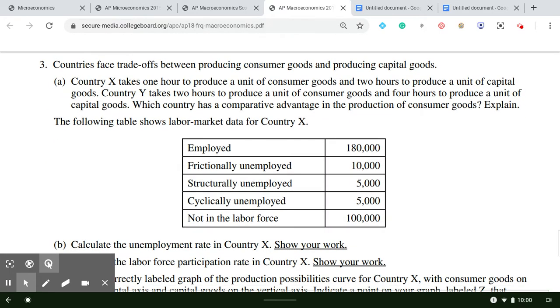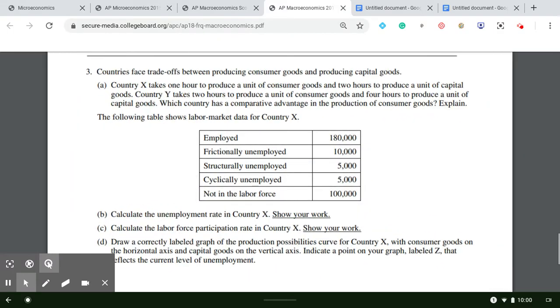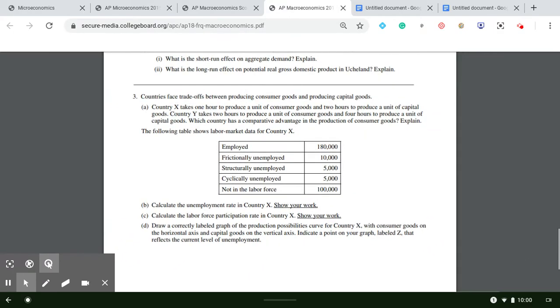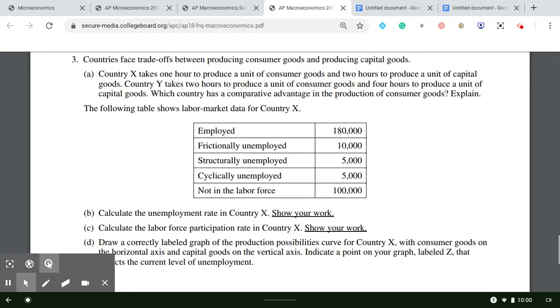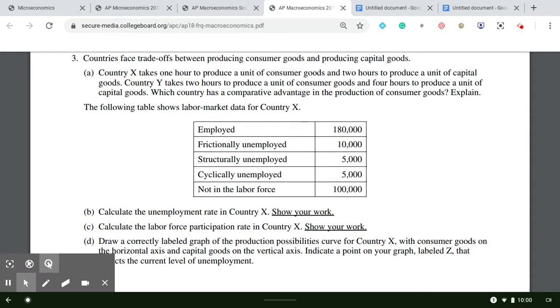I chose this FRQ because I really like this question. It's kind of the only one I've ever seen that's purely about specialization, so we'll go through this one. Pretty unique. Don't know if you'd really see it, but it lets us touch on a point about macroeconomics that we might not have talked about during the school year.